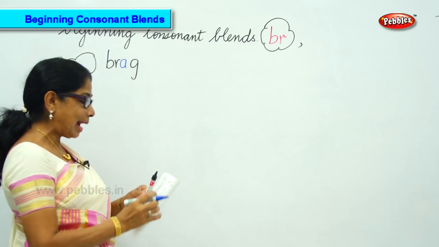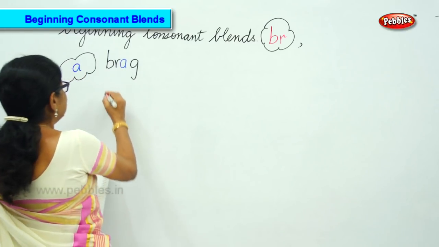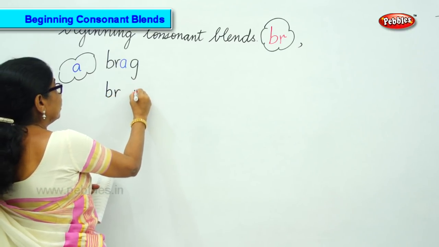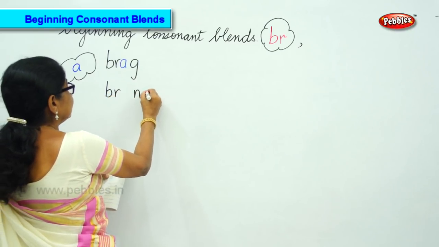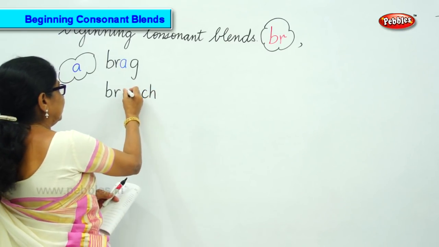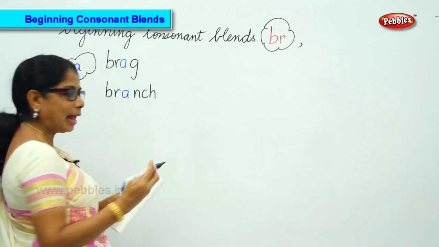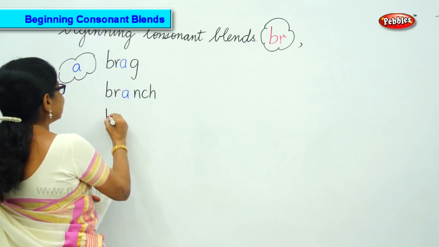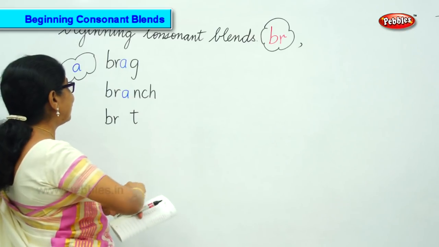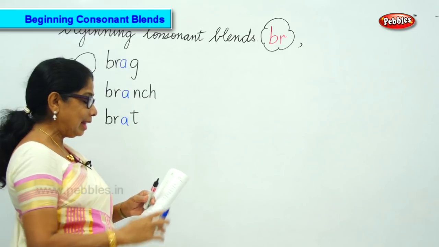Okay, you have brag, then you have branch. Branch of a tree, branch. Then we have brat. Naughty brat, you say, no? Brat. So you have brag, branch, brat in A.